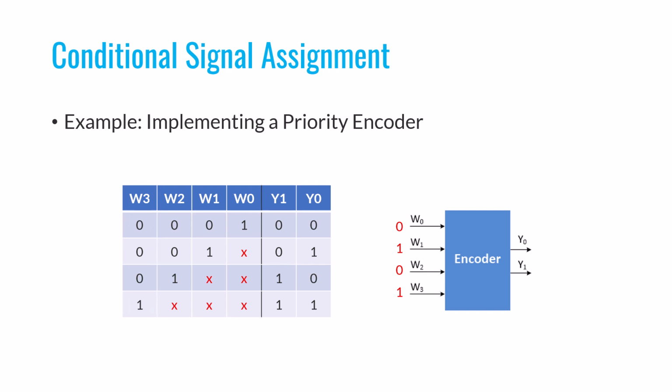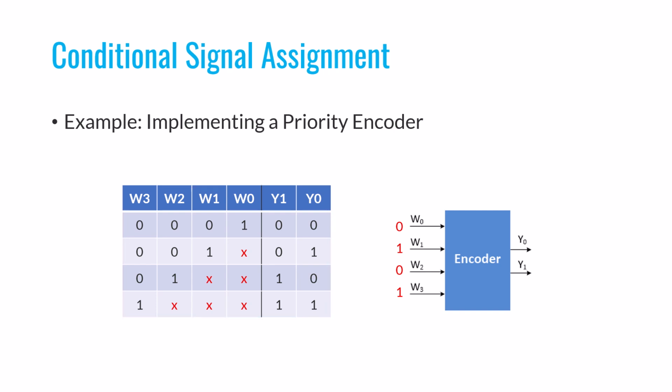In this case, when both W1 and W3 are high, the priority encoder starts evaluating inputs from the MSB side, which here is W3. It checks whether W3 equals 1. If so, the output is determined based on W3, which means the output will be 3. It doesn't matter if other inputs like W1 are also high. The encoder ignores them. The truth table for such a priority encoder can be represented as you can see here.